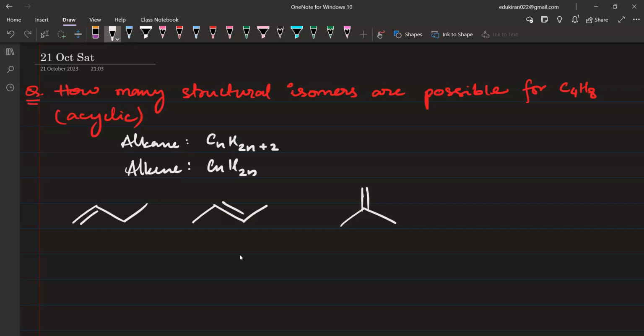Acyclic. Okay. You can also have it like this, which is going to be a cyclic chain. It will be like this. This is also C4H8, which is also possible. But we are not talking about that. Okay. We are only talking about acyclic. So C4H8 will have how many structural isomers? Tell me, guys. These two are position isomers.